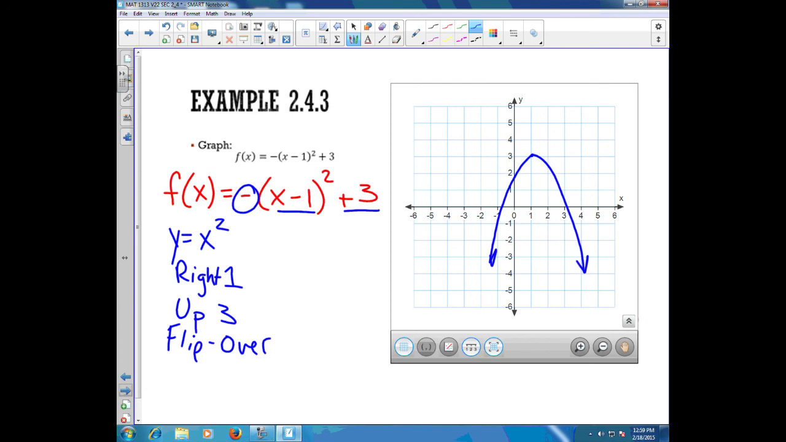And so there's our new picture. Shaped like y equals x squared, but to the right 1, up 3, and then reflected across the x-axis, flipped over. Let's try another.